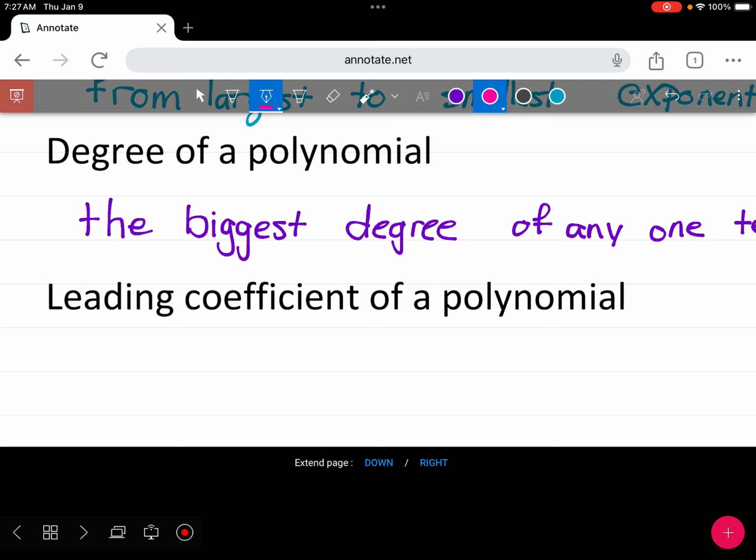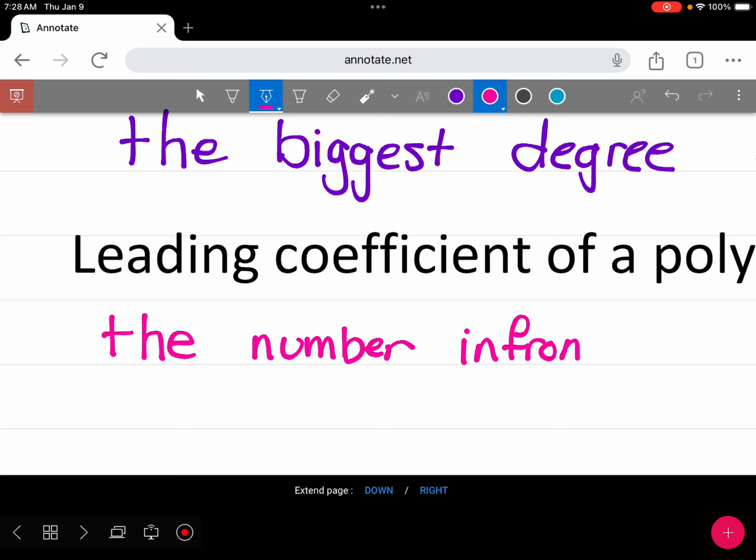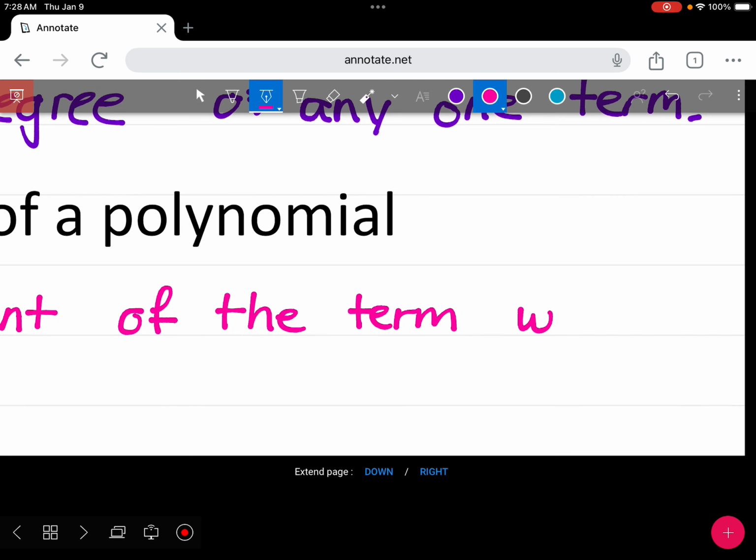And then our leading coefficient of the polynomial, so again, we had degree yesterday, we have our leading coefficient. It's going to be the number in front of the term with the highest degree.